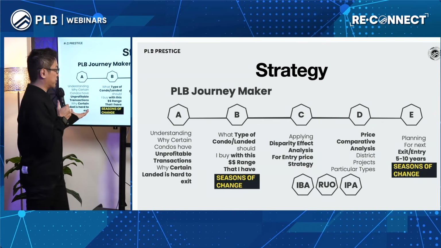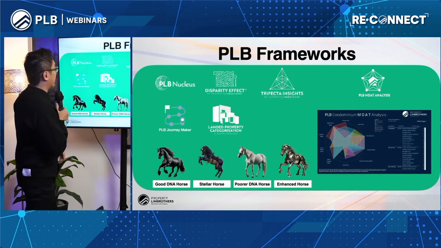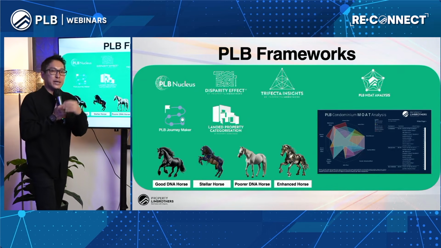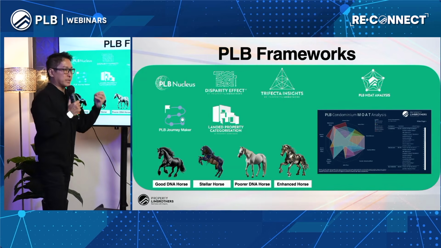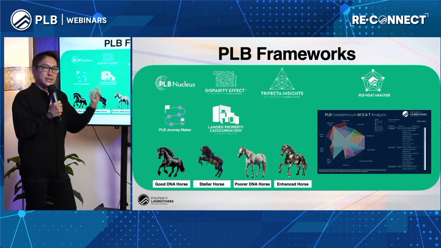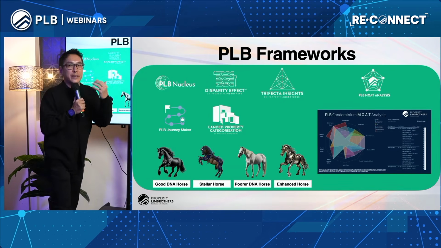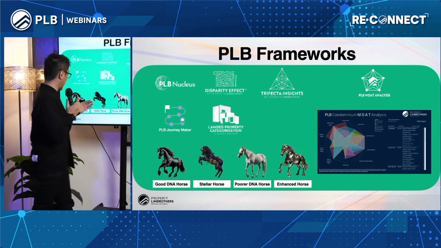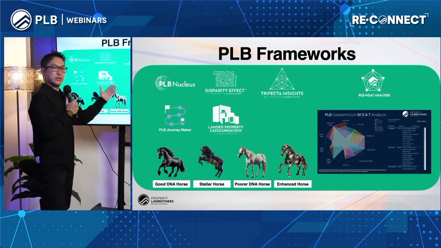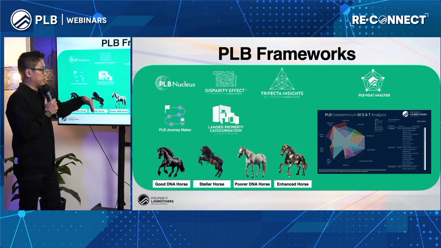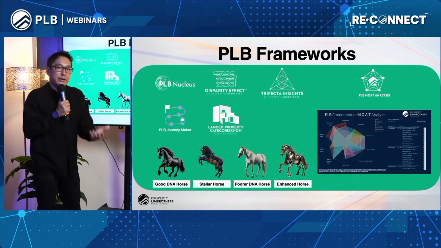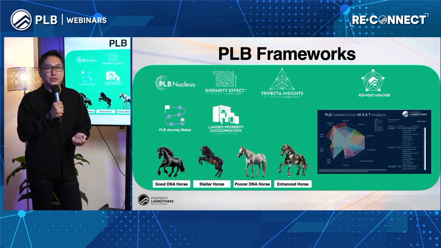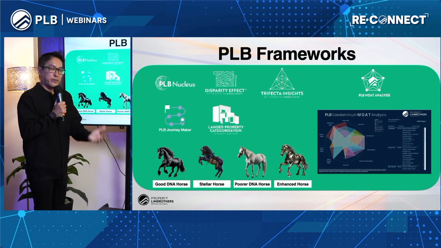In our framework, there's also the landed framework, and different types of frameworks that help you decide. Going through them lets you understand in depth, for example, a landed property. How do we make decisions in buying a landed property with a better DNA? An enhanced DNA, a good DNA, a stellar house, or a poor DNA, and how can we enhance it to sell at a better price? These are all the different PLE frameworks we use to help our clients make better decisions in terms of their property portfolio.